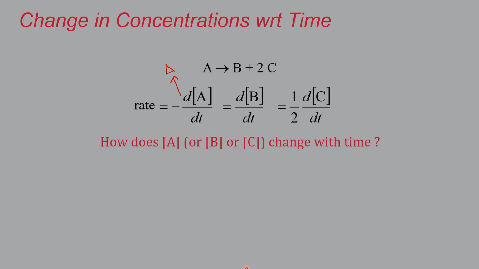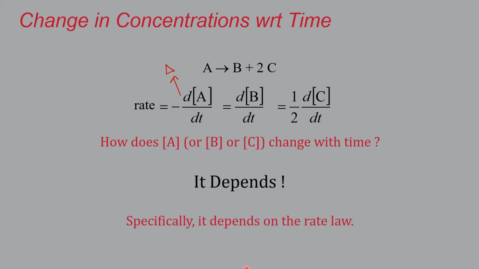So we developed this thing called a rate law, which told us what the rate of a reaction would be with any particular set of concentrations. Now what we're going to do is assess how the concentration of any one component, A, B, or C, actually changes with time. And the answer is, it depends. Specifically, it depends on the rate law.